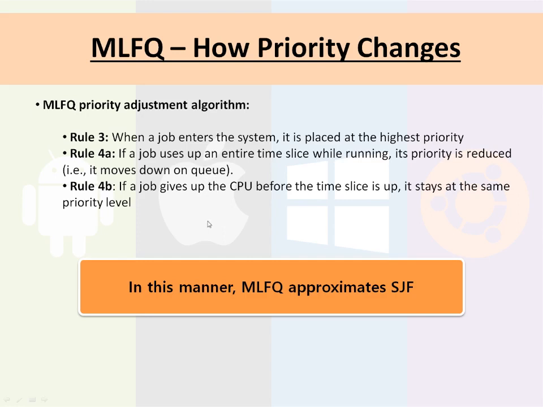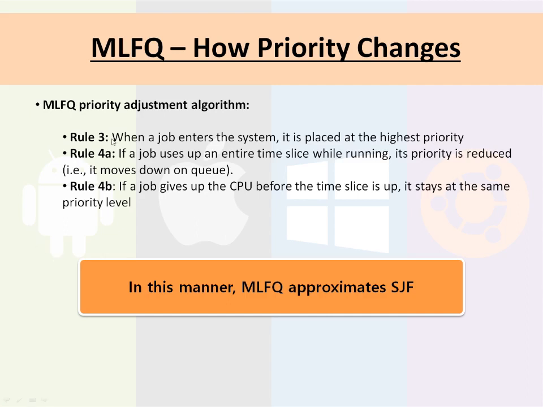And rule 4b says if a job gives up the CPU before the time slice is up, it stays at the same priority level. So if a job says it runs for a certain period of time and then says, okay, I'm going to wait for an input output, if this all happens within a time slice, then it stays at the same priority level.